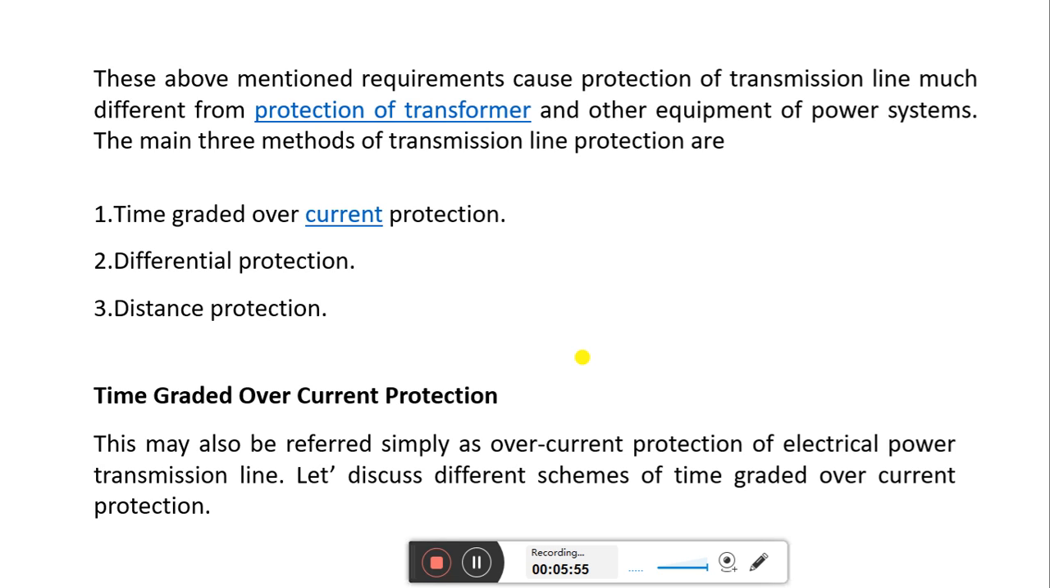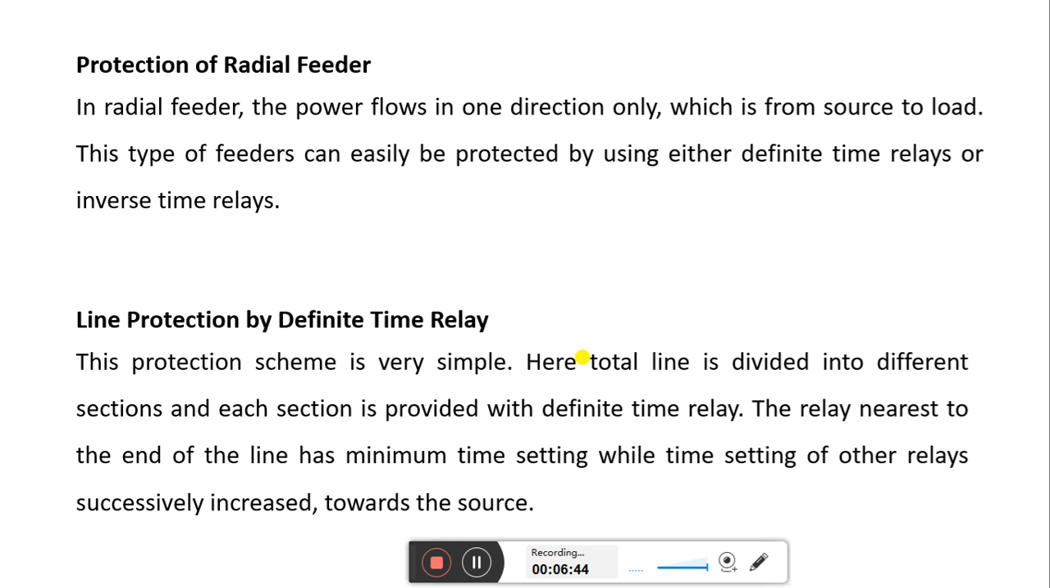What is time graded overcurrent protection? It is nothing but certain time priority given to the overcurrent protection. That's why it is called time graded overcurrent protection. We will discuss in the next slide what time graded overcurrent protection is. Time graded overcurrent protection may also be referred to simply as overcurrent protection of an electrical power transmission line. Let us discuss the different schemes of the time graded overcurrent protection system. So first is the protection of radial feeders.